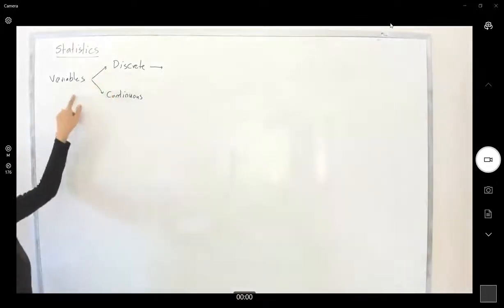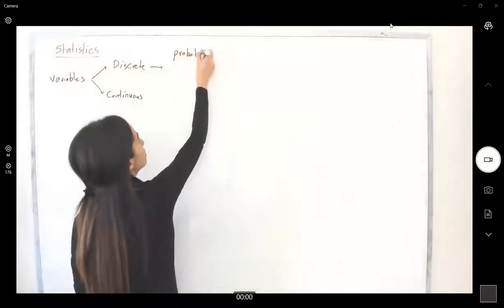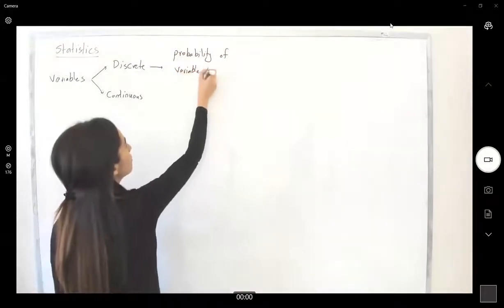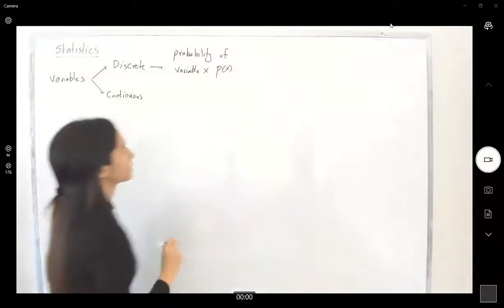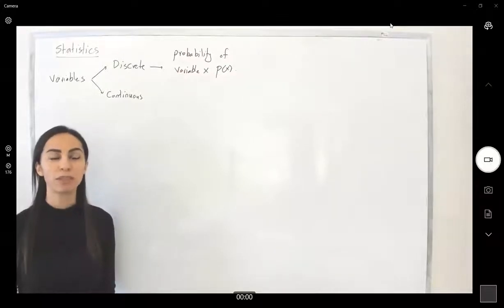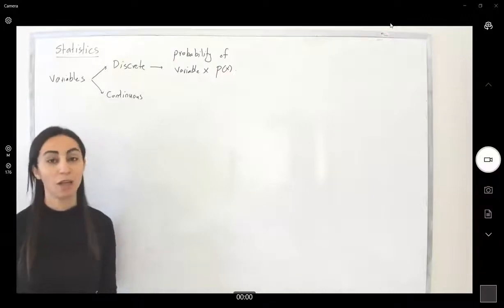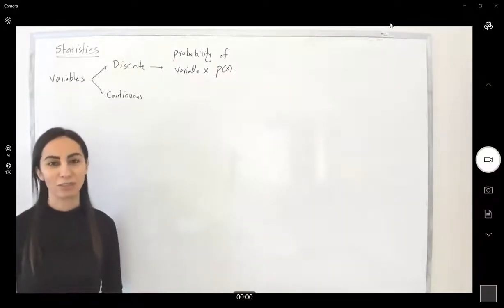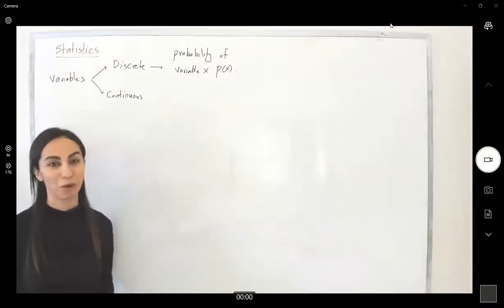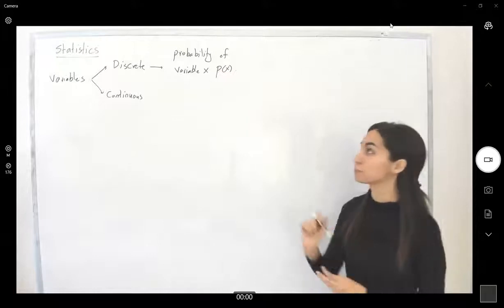So for a discrete random variable, we have probability of variable x denoted by p of x. Now I expect you to ask, what if we want to find the probability of x to be less than a value, or x greater than a value? What if we want to find the probability that x is bounded between two other numbers? So for each probability, we have different cases.